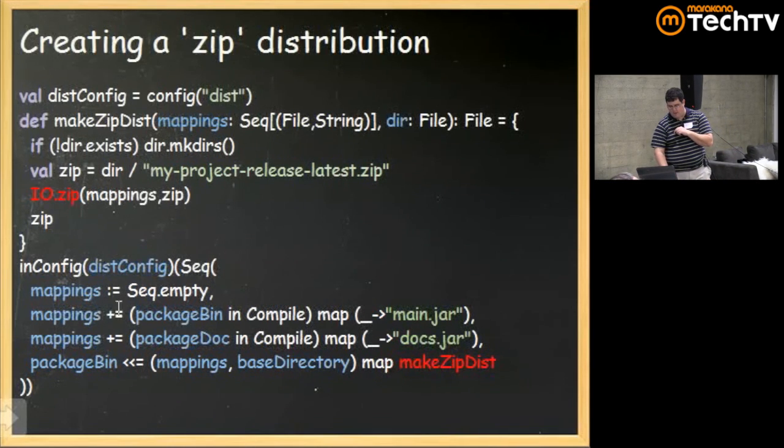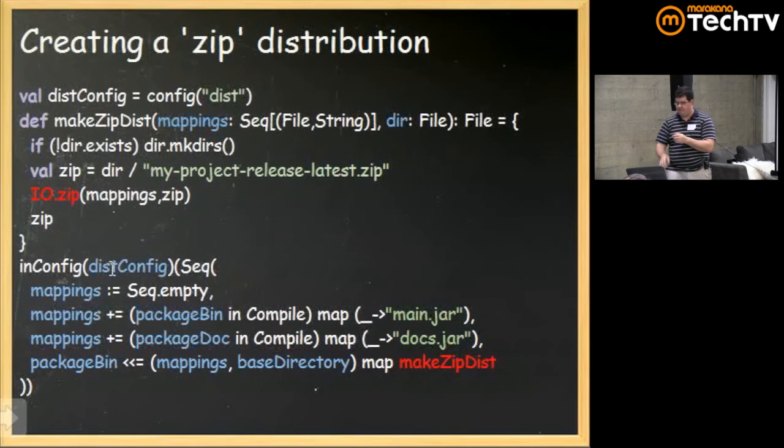So now, in the dist configuration, I define a set of settings. I set my mappings to sequence empty first. So I have an empty set of mappings. I set my mappings in package bin compile. I take the package bin compile result. So package bin is a task that packages up my jar. And the result of that task is a file, which I then map to the main jar file, right?